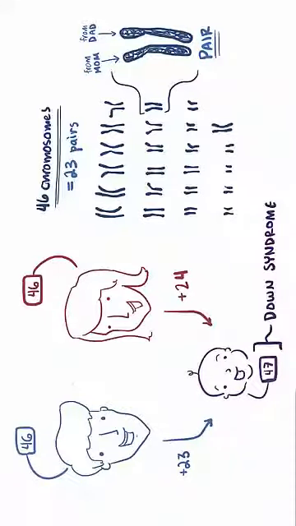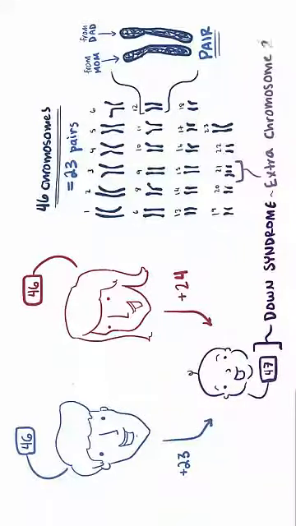Someone with Down syndrome has 47 chromosomes instead of 46. Specifically, they have an extra copy of chromosome 21. So instead of 2, they have 3. So Down syndrome's also known as trisomy 21. In other words, 3 chromosome 21s.